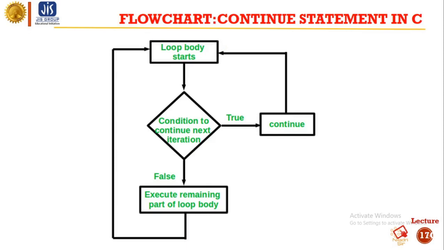So this is the flowchart for the continue statement in C. This is where the loop body starts. This is the condition to continue to the next iteration. If it is true, then it will again go to the beginning of the loop, and if it is false, it will go outside, to the next statement. So if there is a continue, it will go to the beginning of the loop.